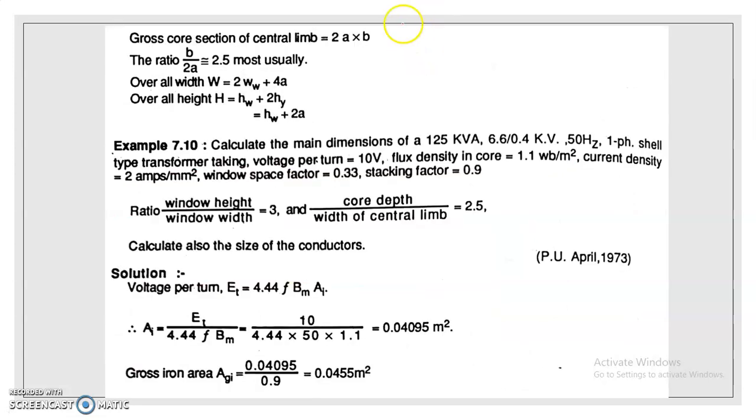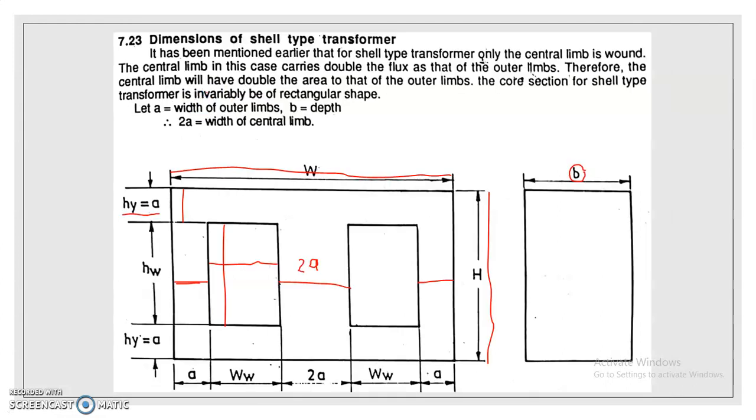Let's see the relation. The gross cross section of the central limb is 2A into B. So the ratio B upon 2A is normally taken as 2.5. Overall width of the yoke and height of the yoke you can define here. Just see the figure.